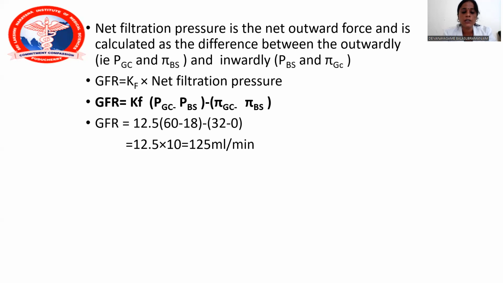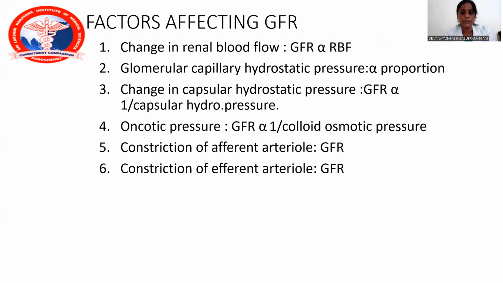So you got the value as 10. So multiply by 12.5, you got 125 ml per minute. That is the normal GFR. It is the GFR value. It is around 125 ml per minute.